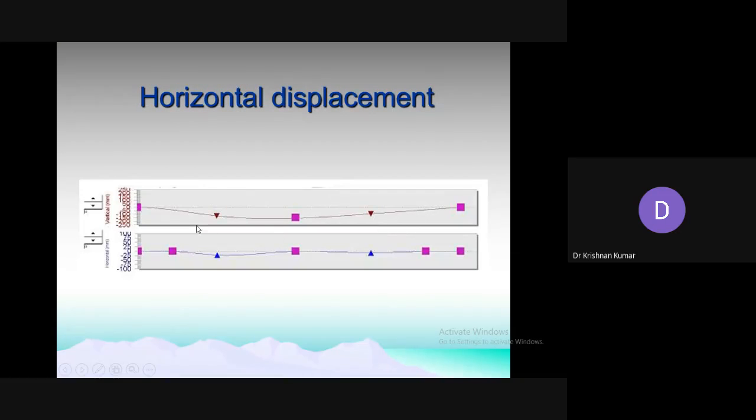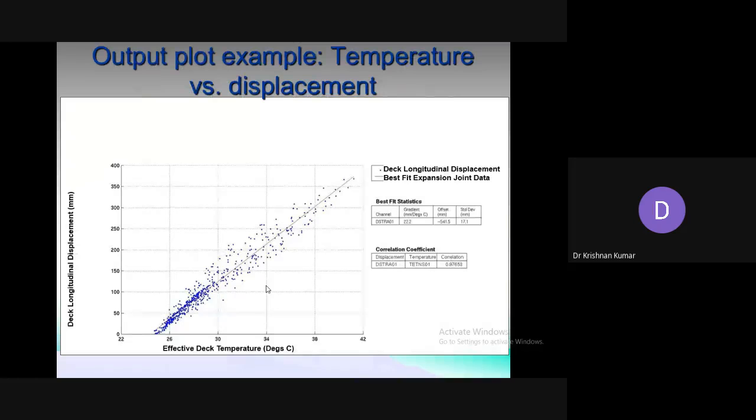Now this is the horizontal displacement with respect to temperature, the deflectometer response. This is displacement versus temperature. With respect to temperature, you can see the displacement is more at higher temperature. At lower temperature it goes toward zero and contraction occurs, but it is very linear.